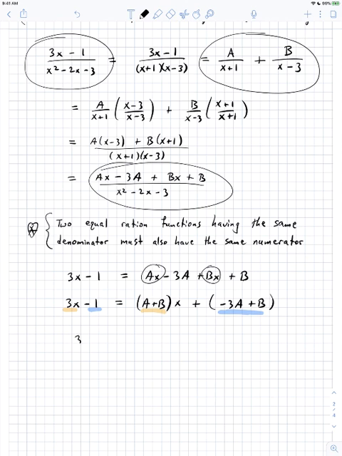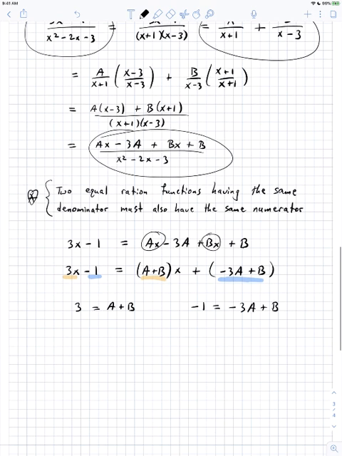So that tells us that 3 must be the same as a plus b, and also tells us that minus 1 must be the same as minus 3a plus b. So here I have two equations and two unknowns. I need to solve this system of two equations and two unknowns for a and b, and that's something that we can do. There are different ways to do it.